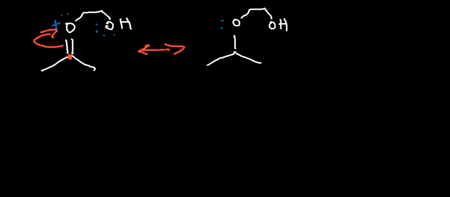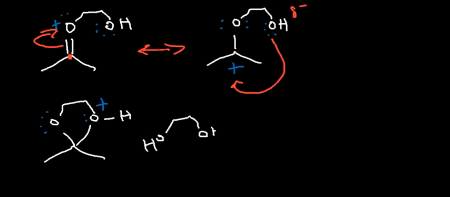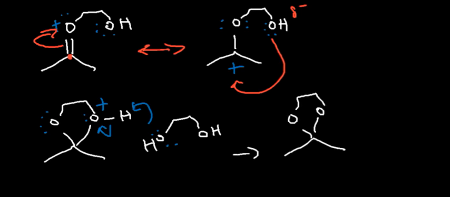So what we have is a resonance stabilized carbocation. This oxygen, which is partially negative, is attracted to that carbocation, and so it bonds with it. And now that this oxygen has a plus charge, it's relatively acidic, so another ethylene glycol molecule is going to come in and take away this hydrogen. And so that's the mechanism for the formation of the protecting group. That's how you form it.